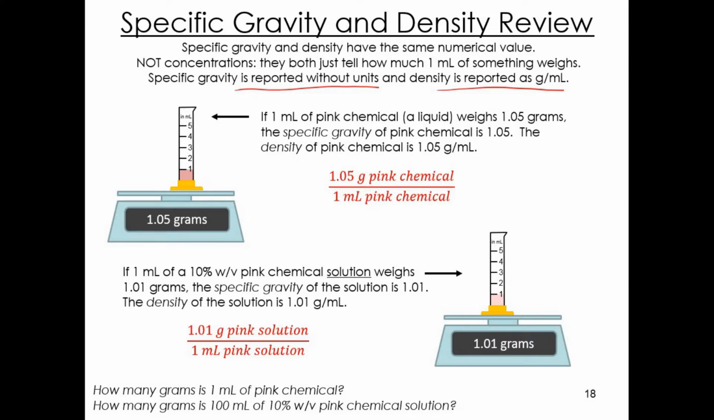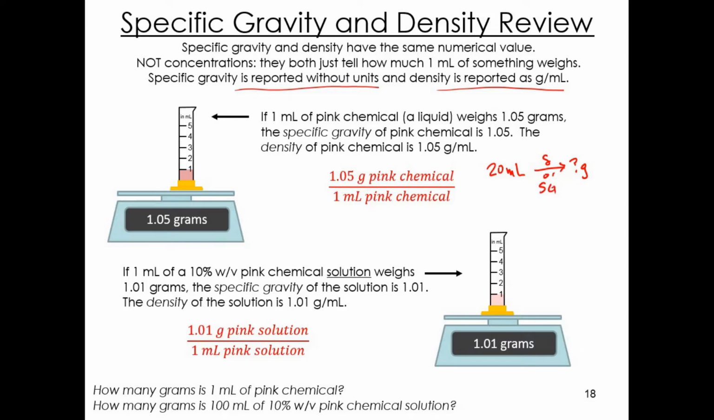You use specific gravity and density to convert between the weight and the volume of a liquid. For example, if you have a situation where you need 20 milliliters of a liquid, but need to know how many grams that represents, you could use the density or specific gravity to solve that problem.